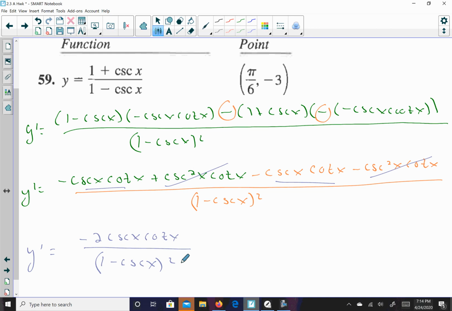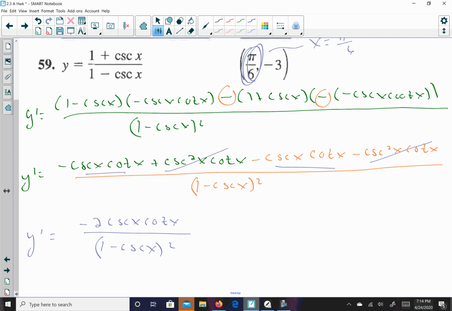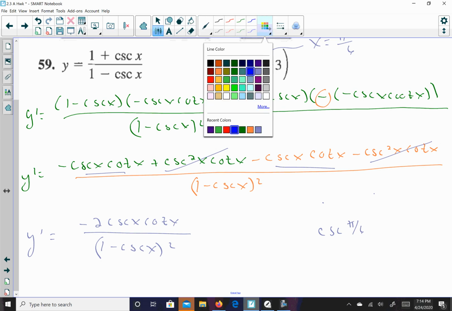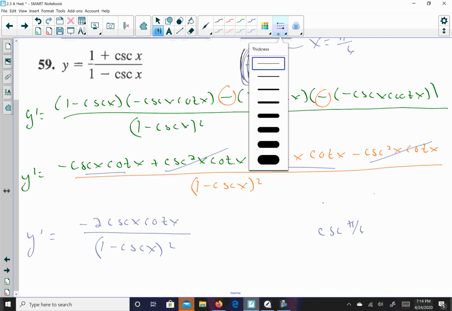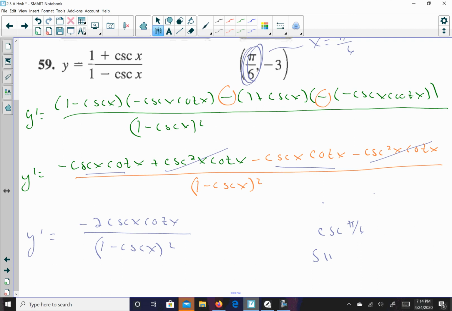So then what I'm going to do now is substitute in the point that x is equal to pi over 6. So I have to find the cosecant of pi over 6, and I'm willing to bet most of you don't know that. Probably don't know that off the top of your head, but you know cosecant is a reciprocal of sine, I hope. So the sine of pi over 6 is 1/2, which means the cosecant would be equal to 2.